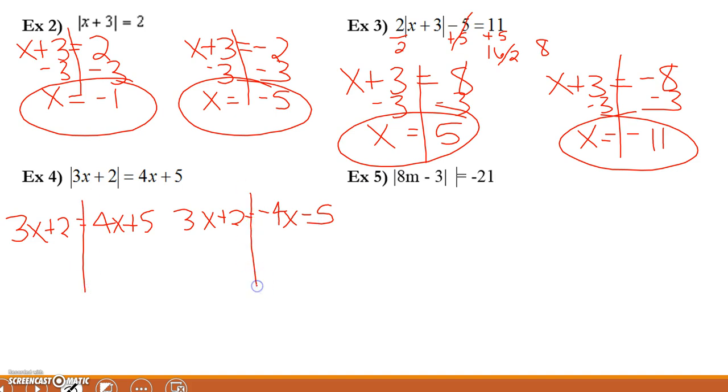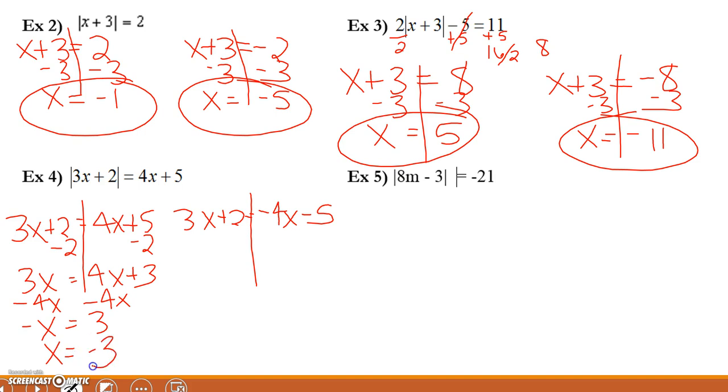Now I need to solve both of these. So when you solve them, get numbers on the one side. So I'm going to subtract the 2. So I have 3x equaling 4x plus 3, and then I'm going to subtract over the 4x. So I have negative x equaling 3, which means x equals negative 3.